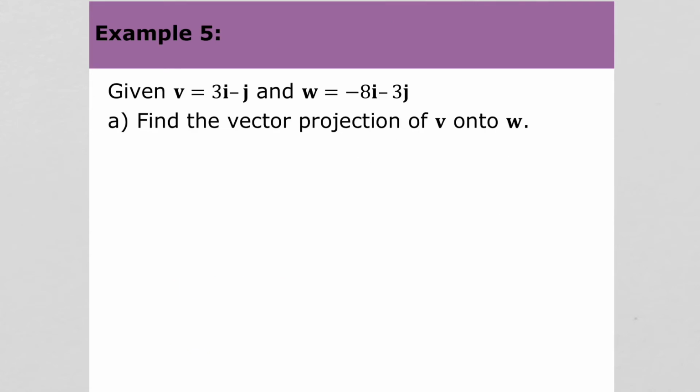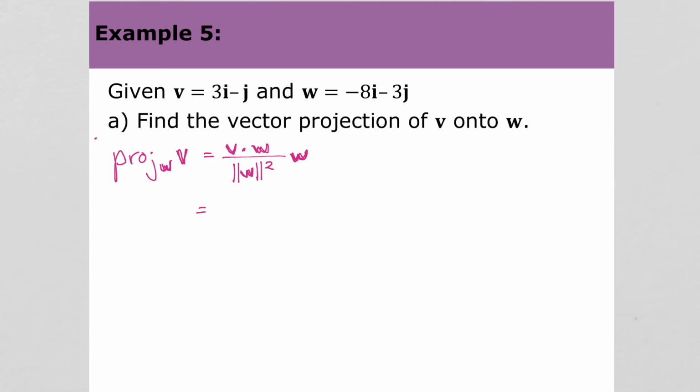So example 5 wants us to find the vector projection of V onto W. And we write it like this. And it is V dot W over the magnitude of W squared times W. And you could break this up and do those separately. I'm just going to do it all together this time.